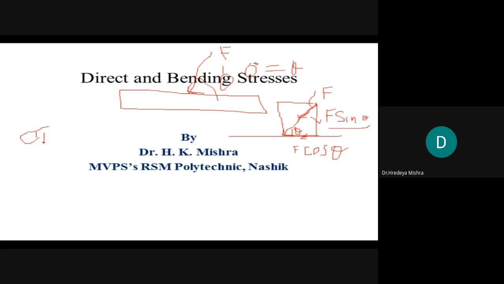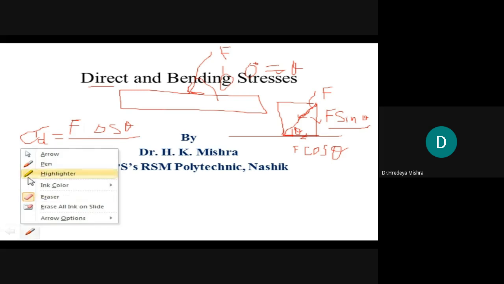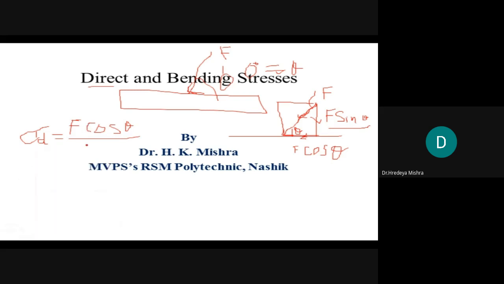So if we say sigma d, which is denoted for the direct stresses, it is equal to F cos theta divided by A. And what is A?